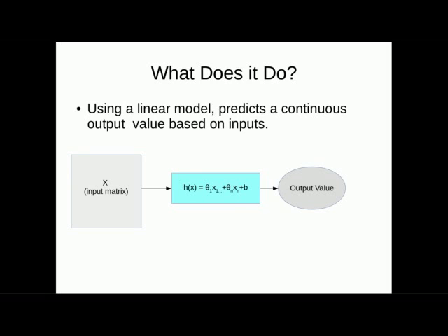To use linear regression, we're going to create a linear model that predicts a continuous output value based on inputs. Let me explain that a little bit. We're going to have X, the input matrix, which is going to have all of our observations. We feed that into our linear model, and it outputs some value that it predicts based on the inputs. So the question is really, how does the computer find some linear equation such that it estimates the very best output value given a bunch of inputs?